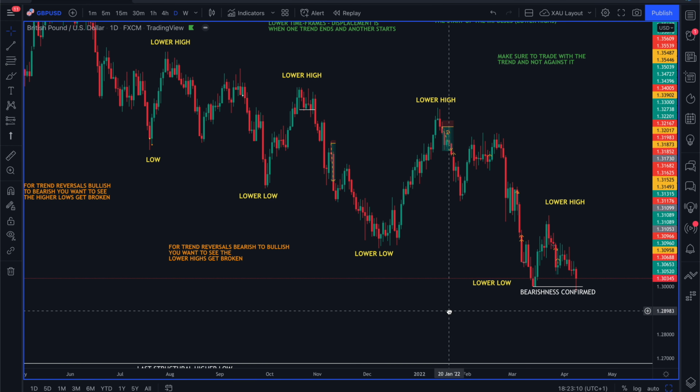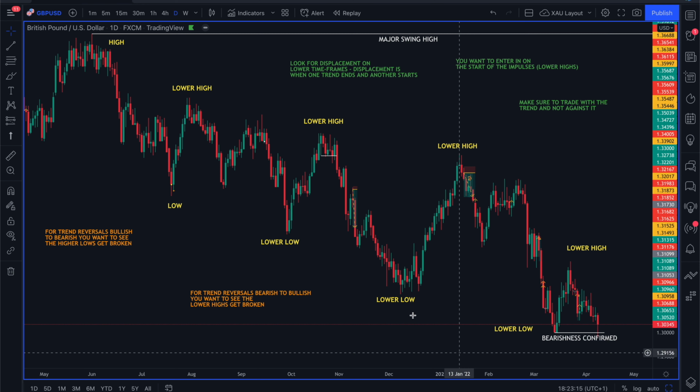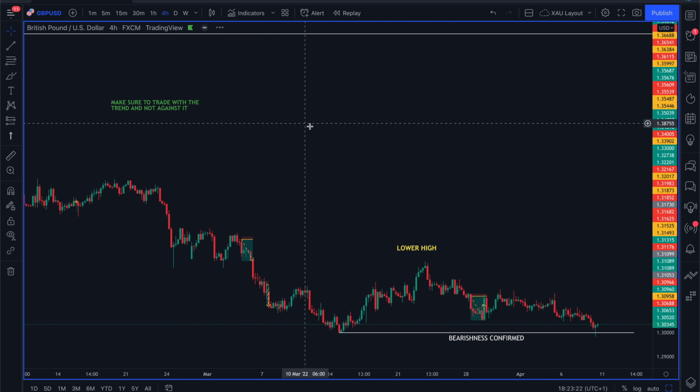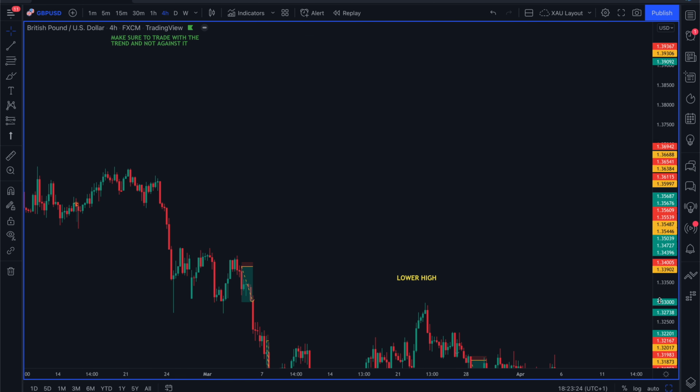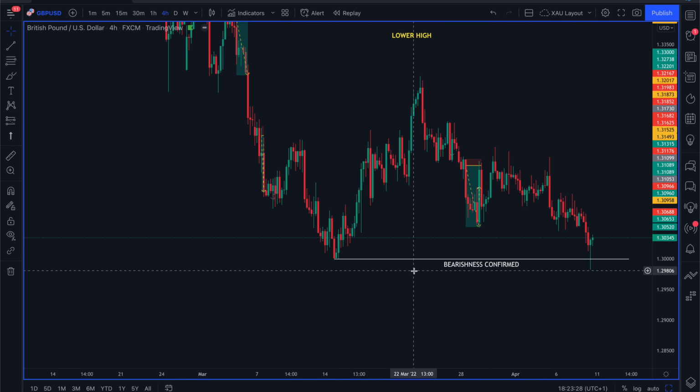Now, going back to our analysis, we are sellers currently. We want to be looking for those sell positions. We always trade with the trend and not against it. So how do we know that bearishness has been confirmed and is continuing lower down? Well, we have just recently seen confirmation of a continuation in bearishness.